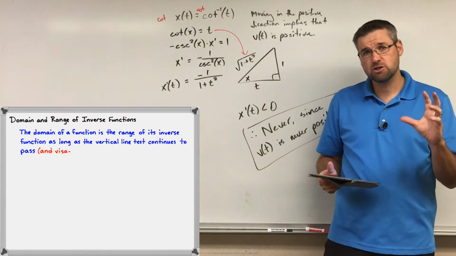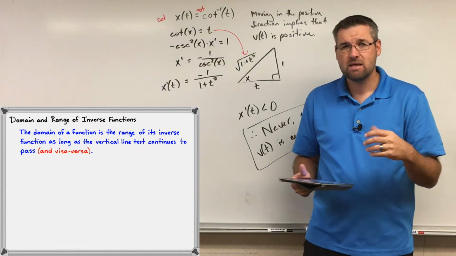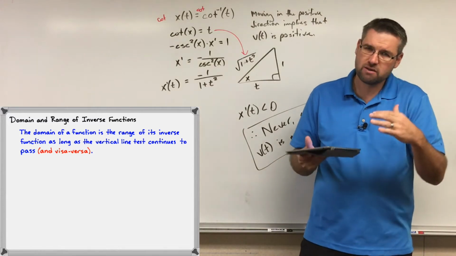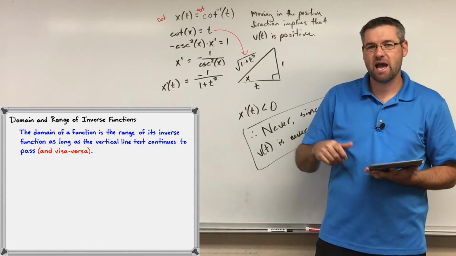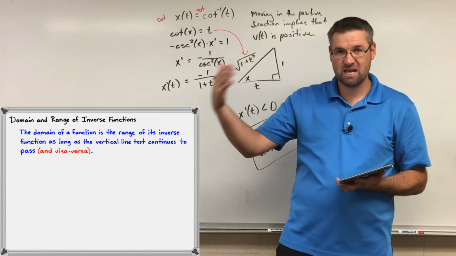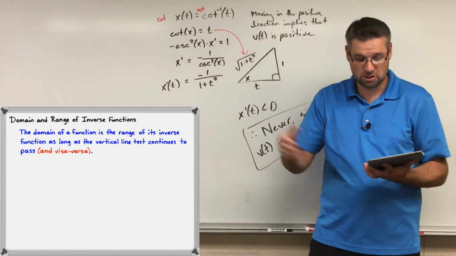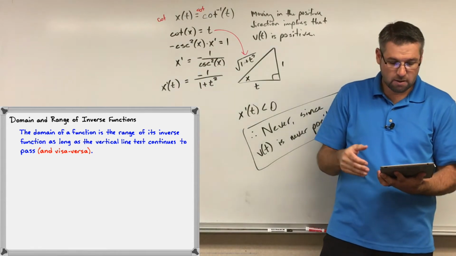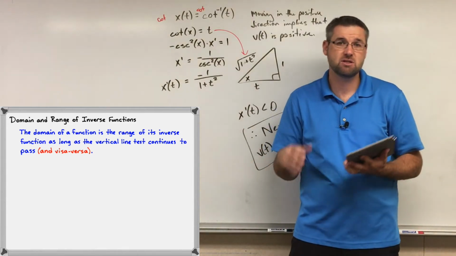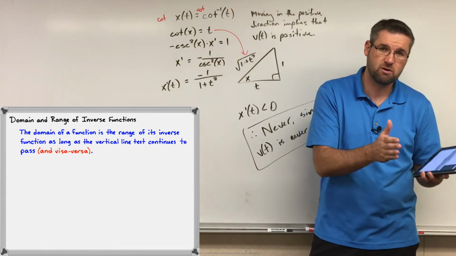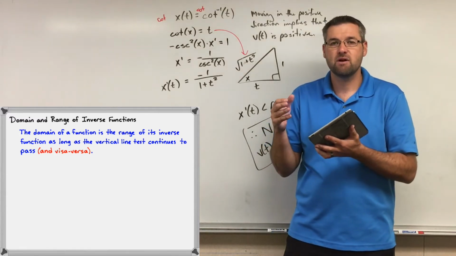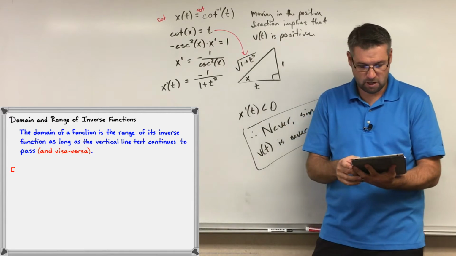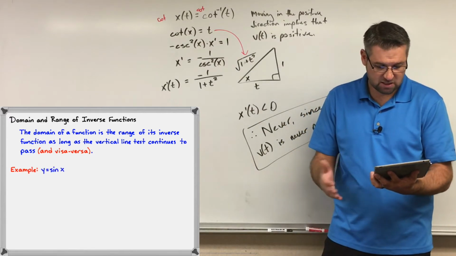Now, if those functions are not one-to-one, then we have to restrict the domain of the original function so that the inverse is actually a function, okay? But regardless, when we talk about inverses, the domain of the original equation is equal to the range of the inverse equation, all right? So here's an example of this, dealing with trig.